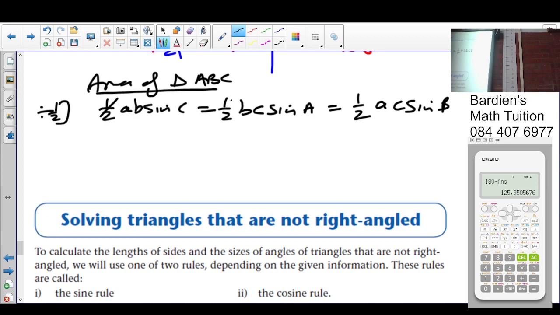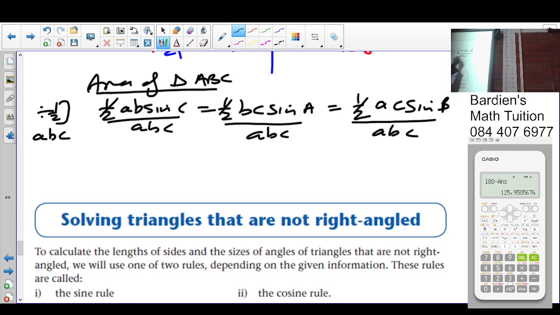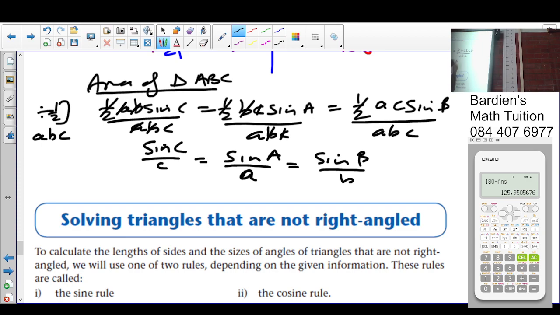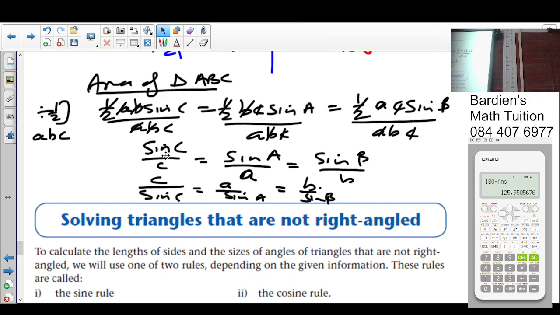So that cancels completely. If I go further and divide everything by ABC, then that will be ABC, ABC, ABC. Which now gives us, that cancels. So sine C over C is equal to sine A over A, which is equal to sine B over B. Can you see that, people? And I can take its reciprocal as well. You get C over sine C is equal to A over sine A, which is equal to B over sine B. Okay. And that is how the sine rule is derived.